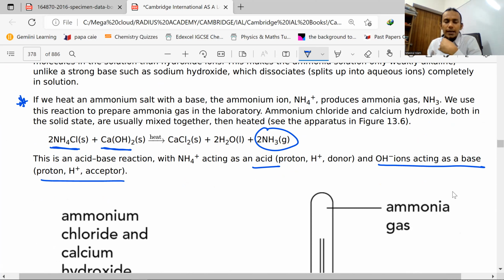So if it is in solution state, then you will see calcium 2+ and chloride ion will be the spectators. Calcium ion and chloride ion will be spectators if they are in aqueous state. Is it understood?